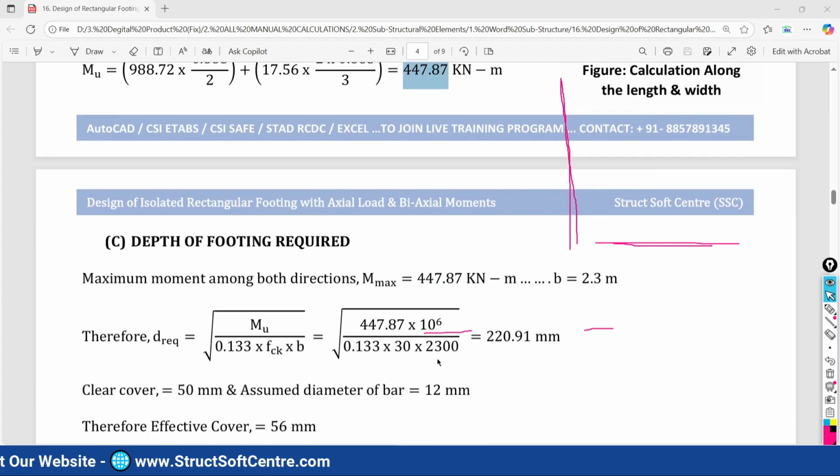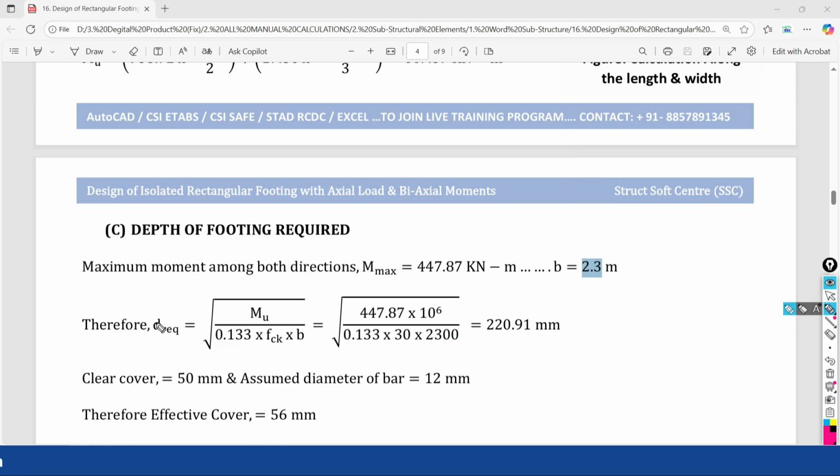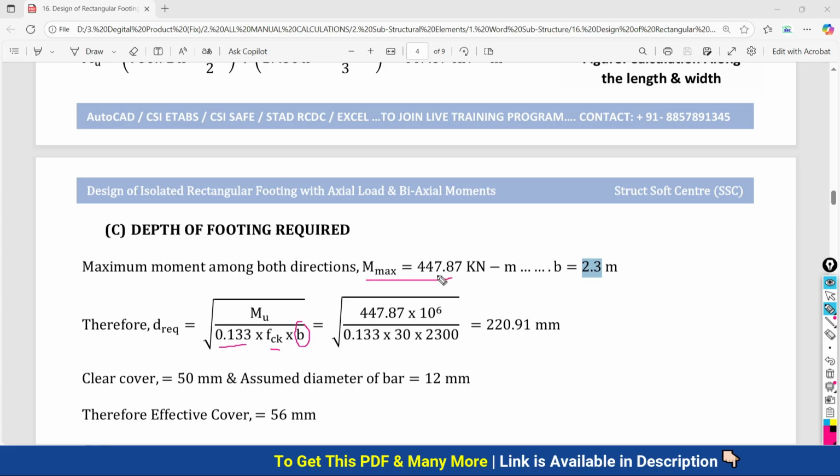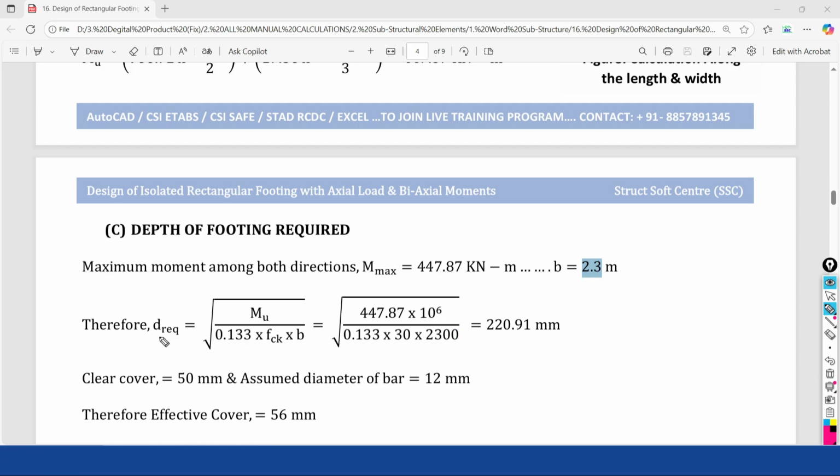Here the length is 2.3 meter, so the depth required will equal the square root of the ultimate moment divided by 0.133 fck B, where B means the width considered for the considered direction. This moment is along the width, and its length is 2.3 meter. So we are going to put here 2.3 meter in mm, which is going to become 2300. If you do this entire calculation, you will get the depth required as 220.91 mm, which is the effective depth required for this footing.